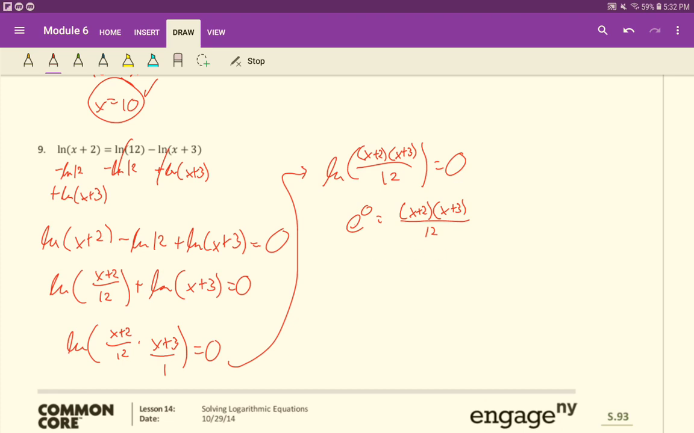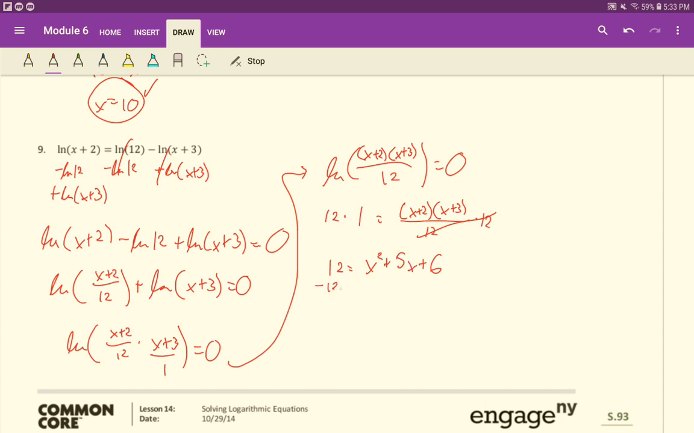Actually, you know what? I'm going to do this. e to the 0 is 1. There we go. I just won't rewrite it. And then to continue, we'll just multiply both sides by 12. So we get 12 equals, and since I can see we're going to get a quadratic here and we're not equal to 0, I'm going to go ahead and multiply this out. So we'll get x squared plus 2x plus 3x, so plus 5x plus 6.